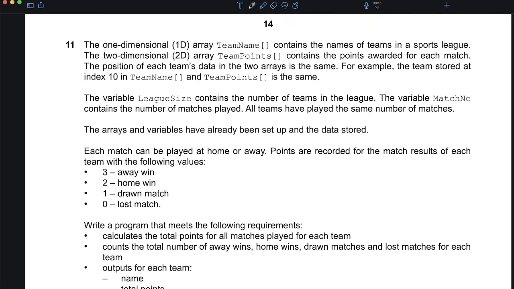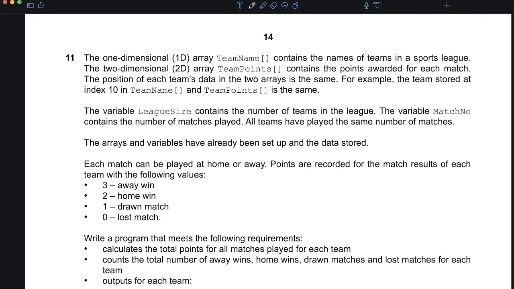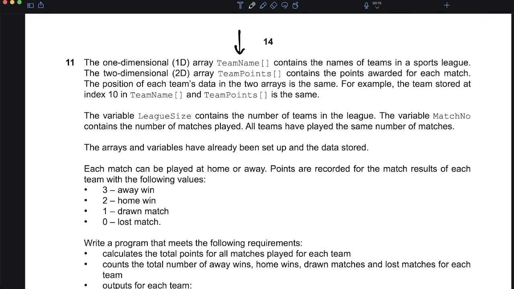The one-dimensional array, okay, and we got this array. This array is team name, and it's a 1D array. I'm hoping you guys know the difference between a 1D array and a 2D array. I'll explain that in just a moment. Let's just read this through first. So this 1D array, which is called team name, contains the names of the teams in a sports league. So it just contains the names of teams.